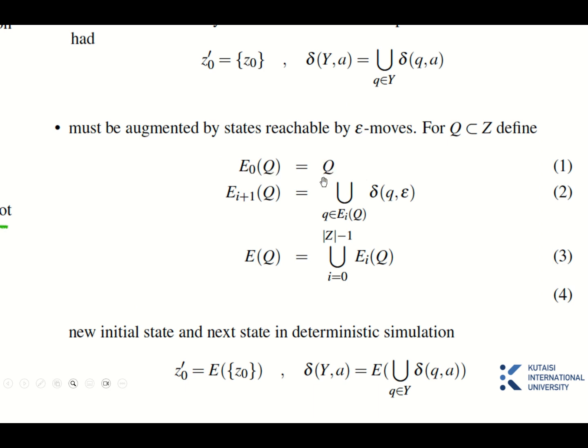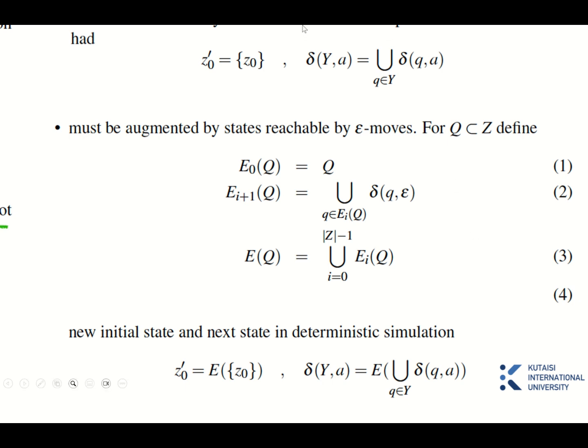So basically, E0 is just Q itself. Q can be many different states, but think of it as one state. E1 will be the union of all things you can get from Q with an epsilon move. E2 will be after the second epsilon move, then the third epsilon move. And what I'm claiming now is that I have to make at most the number of states minus 1 epsilon moves, and everything that can be reached with epsilon is already reached.